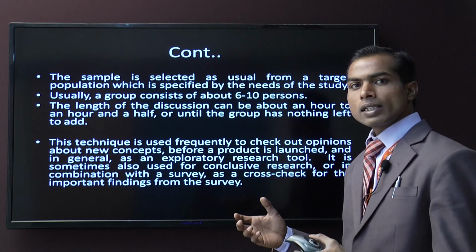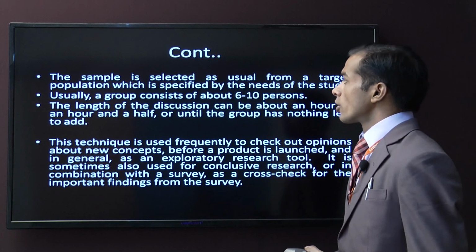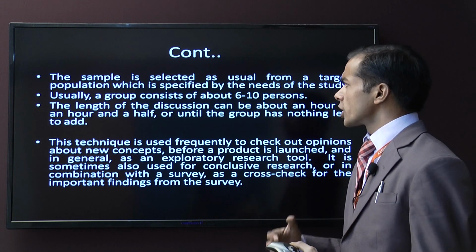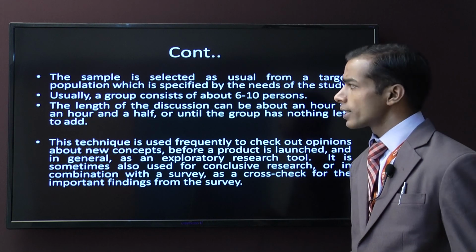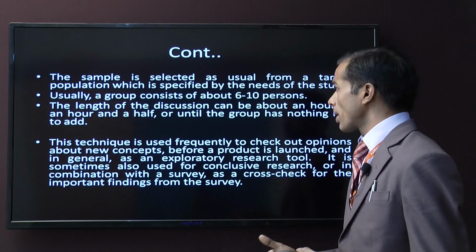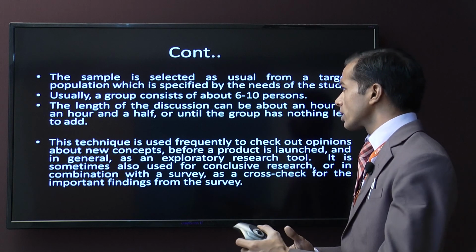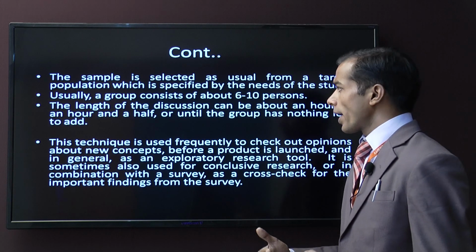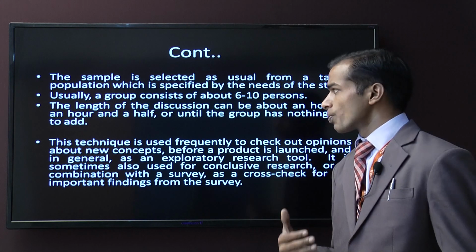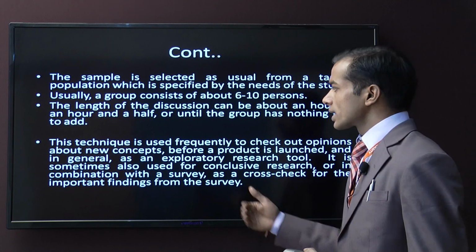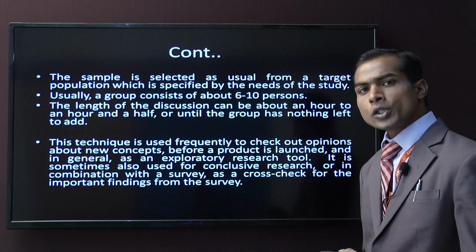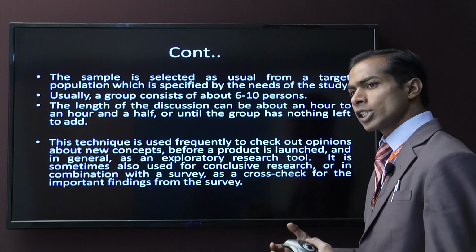The sample for a focus group is selected as usual from a target population which is specified by the needs of the study. Usually a group consists of about 6 to 10 members. The length of the discussion can be about an hour and a half or until the group has nothing left to add. This technique is used frequently to check out opinions about new concepts before a product is launched.